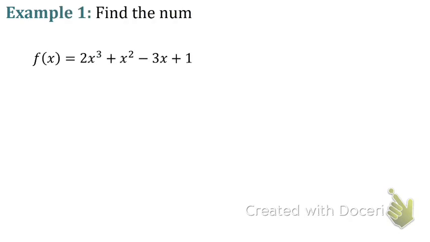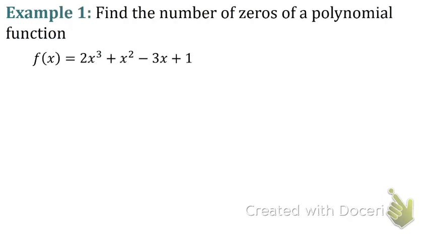So let's look at an example. We're going to find the number of zeros of a polynomial function. So I gave you the function f of x equals 2x cubed plus x squared minus 3x plus 3. So the first question is, what is the degree? And then that'll lead us to the number of zeros. Well, the degree of this function is 3. Therefore, the number of zeros is 3. That means once we find all the zeros, the real zeros and the complex zeros, we are going to have a total of 3 zeros.